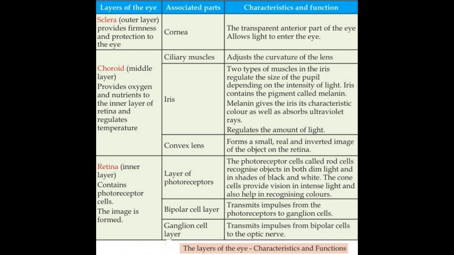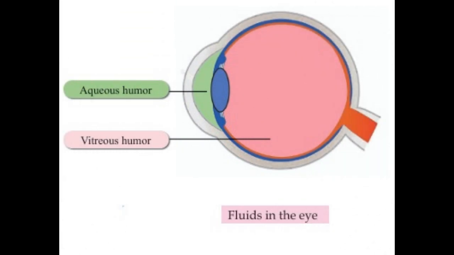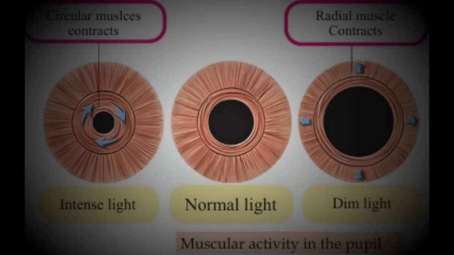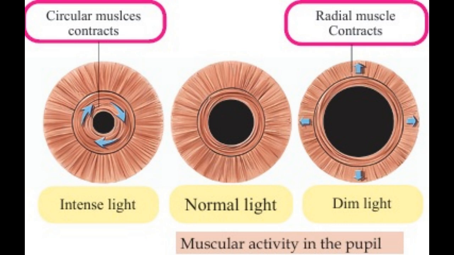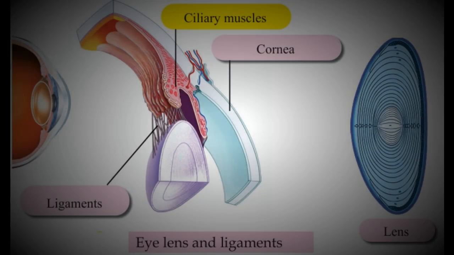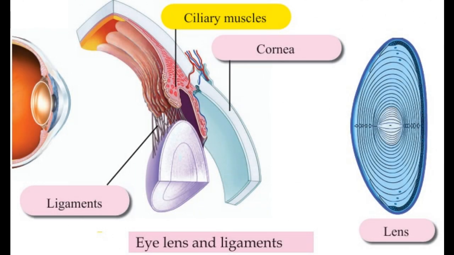Bipolar cell layer transmits impulses from the photoreceptors to the ganglion cells. Ganglion layer transmits impulses from bipolar cells to the optic nerve. Fluids in the eye: aqueous humor, vitreous humor. Muscular activity in the pupil: ciliary muscles contract, intense light; radial muscle contracts, dim light. Eye lens and ligaments: ciliary muscles, cornea, ligaments, lens.